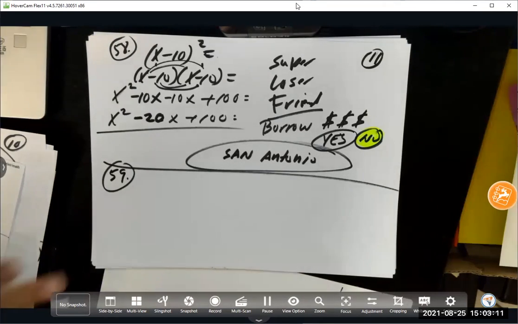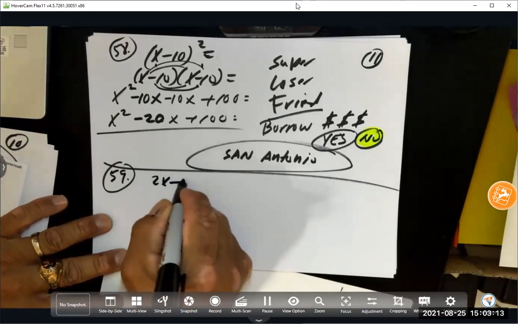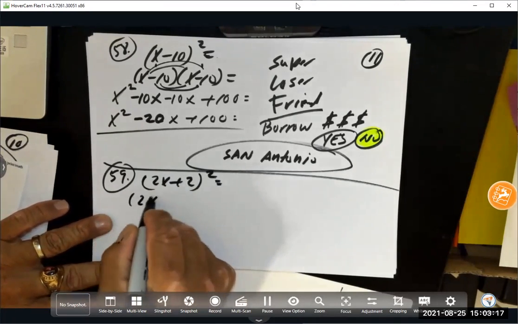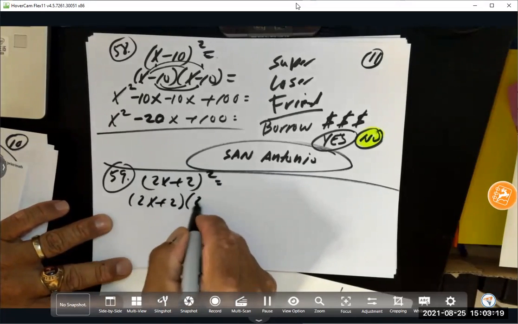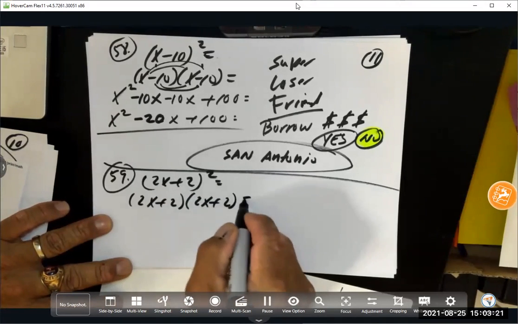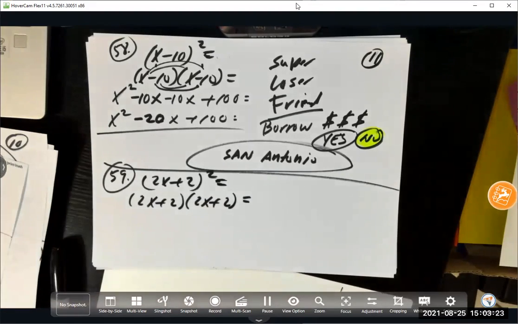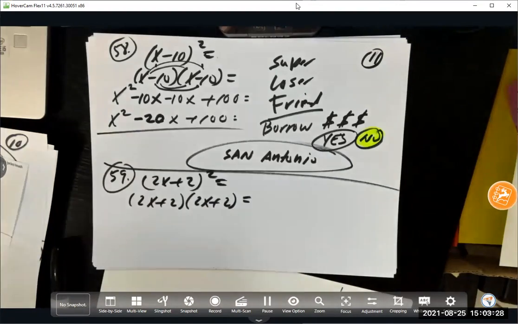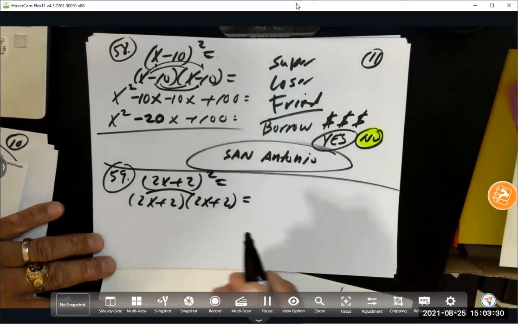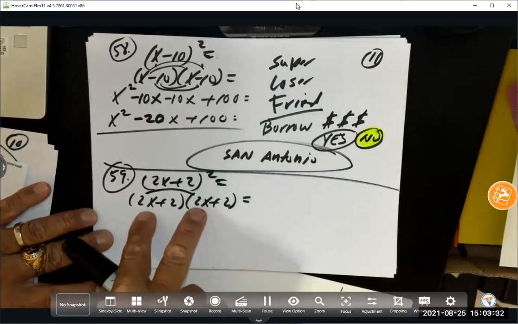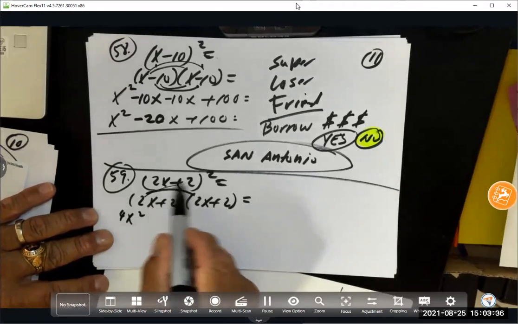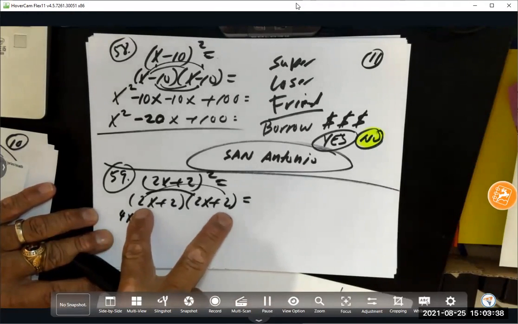This is the winner now. 2x plus 2 squared. That means I have to do it twice: 2x plus 2 and 2x plus 2. Is everybody okay with step number 1? Yes. All right, so ready? Let's do it. What's 2x times 2x? 4x squared. What's 2x times 2? 4x.